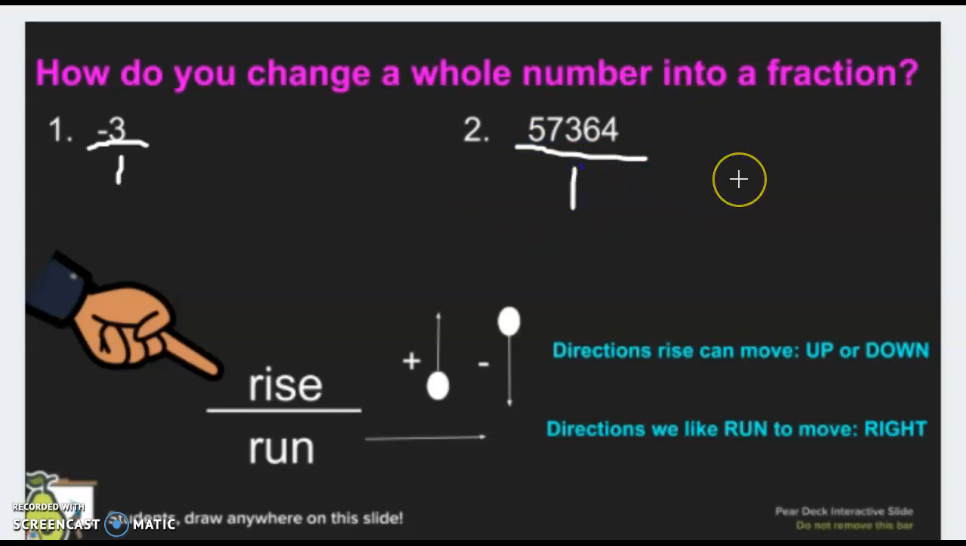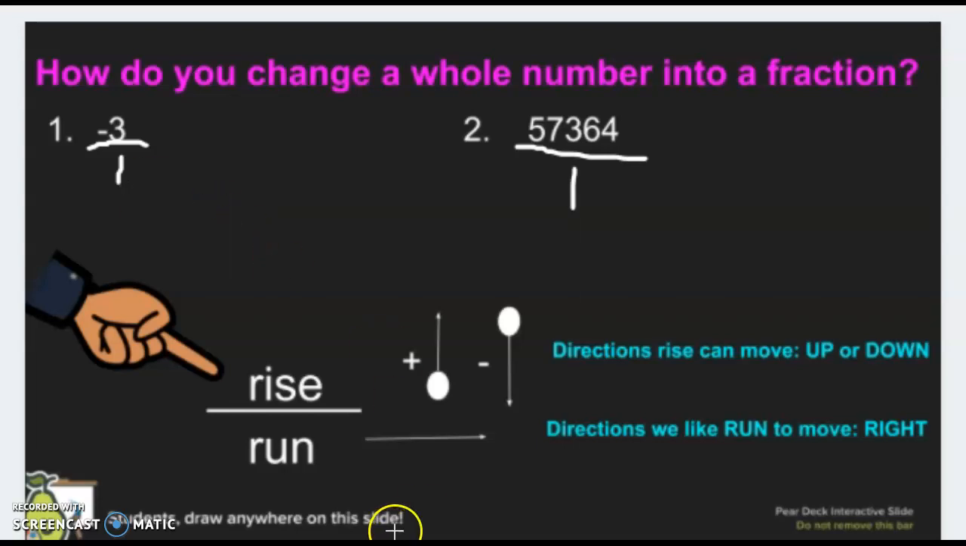So I like to say if it doesn't have a run, we give it a 1. Okay, and the reason why we put a 1, guys, is because if we divide whatever number we have by 1, it gives us the same thing. So it doesn't change what we originally started with.